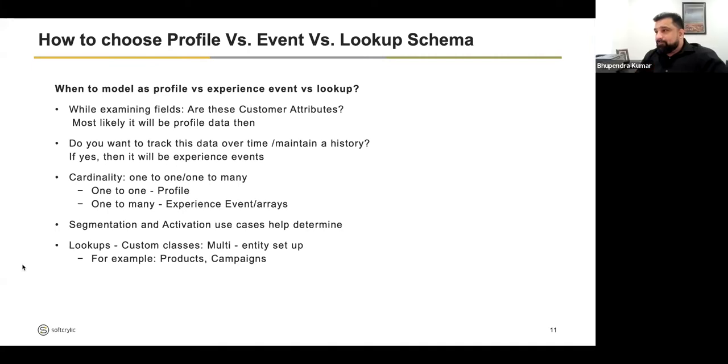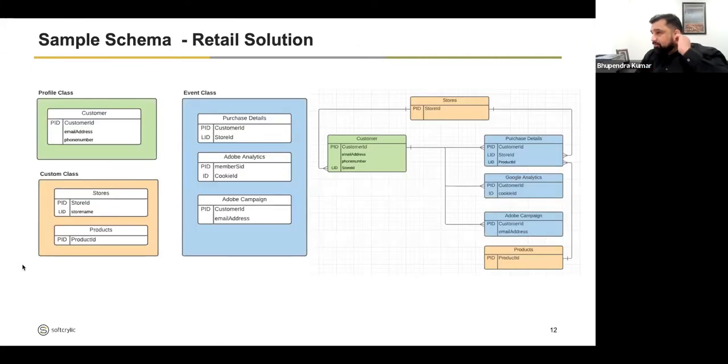So this is a simple schema. It's a retail solution schema where you have profile information, which you can consider as a profile behavior class. Then your event class is basically a purchase detail. You can have data from your Adobe Analytics where your ECIDs bring the information. Then you can have Adobe Campaign data coming in as an event. And your lookups can be your store and product details.